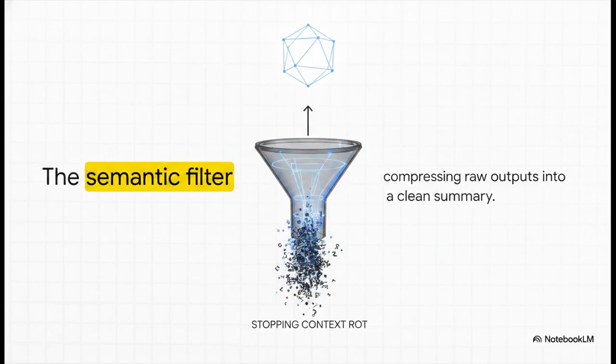And wrapping it all up, we have the aggregator. After the executors finish their jobs, the aggregator steps in to collect the work. It operates as a semantic filter. It takes all those raw, messy child outputs and logs and compresses them into one clean, synthesized summary. This bottom-up synthesis is the magic bullet that stops context rot. The parent node only ever sees the polished summary, not the crazy scratch pad of work that went into it, keeping your context window totally pristine.